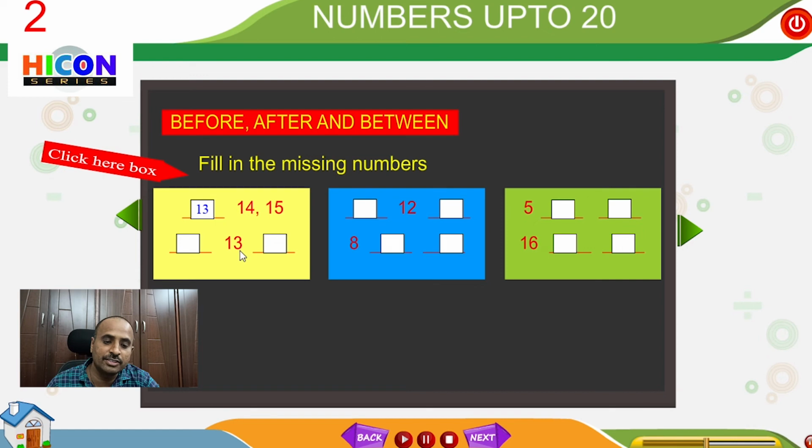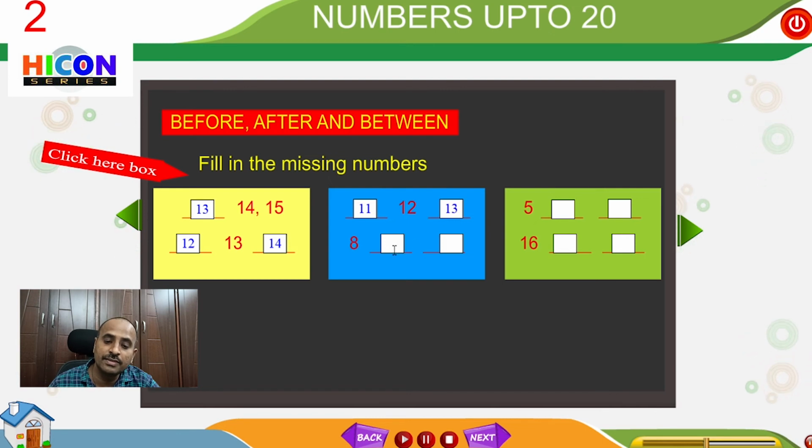And see the next one. Here 13, we have to write both the before number for 13 and the after number for 13. The before number for 13 is 12 and the after number for 13 is 14. This is the way how to fill the missing numbers. Here 12. We have to write both the before number for 12 and the after number for 12. The number before 12 is 11 and the number after 12 is 13.